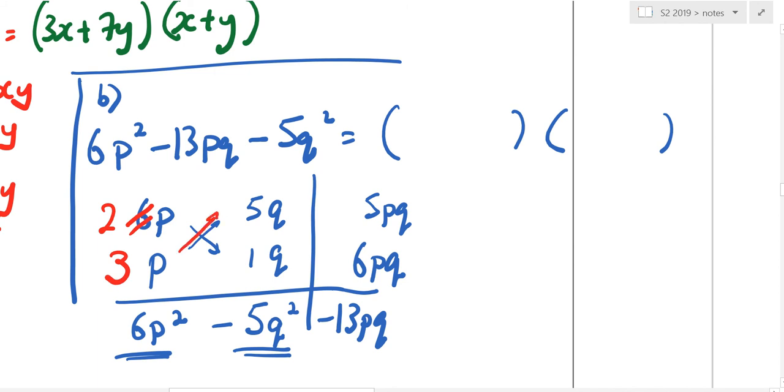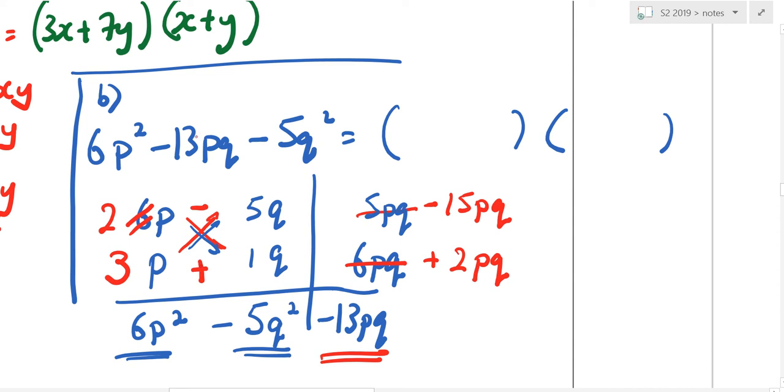If I multiply upward, instead of 5, now I have 15p cubed. 3 times 5 is 15. If I multiply downward, instead of 6, I will have 2p cubed. Then I ask myself, can I get the 13? Yes. I want minus 13. So is it 15 minus 2 or 2 minus 15? I want negative 13, right? So 2 minus 15. So this is minus, this is plus.